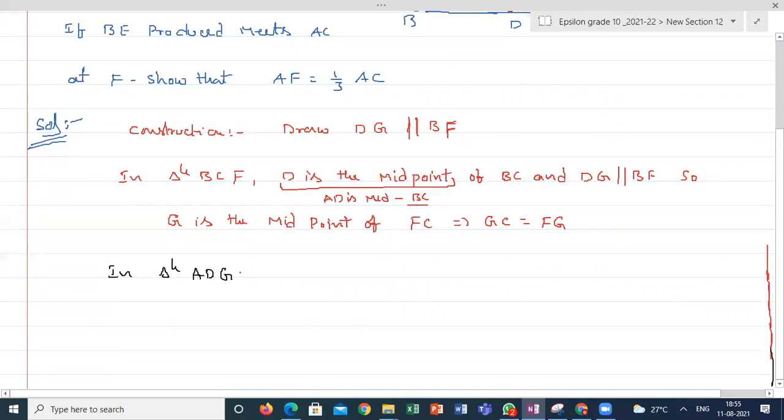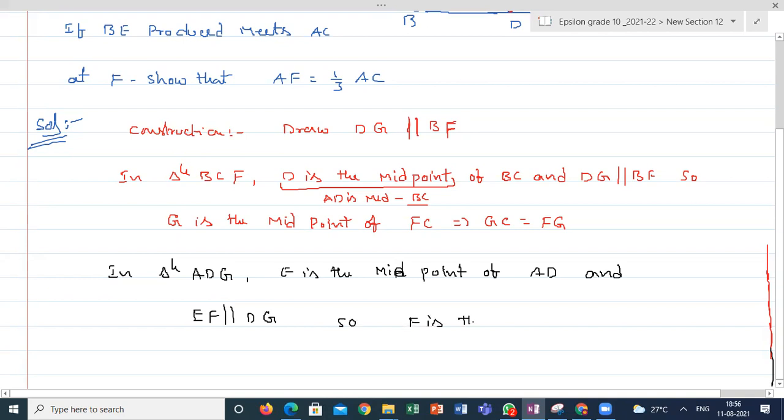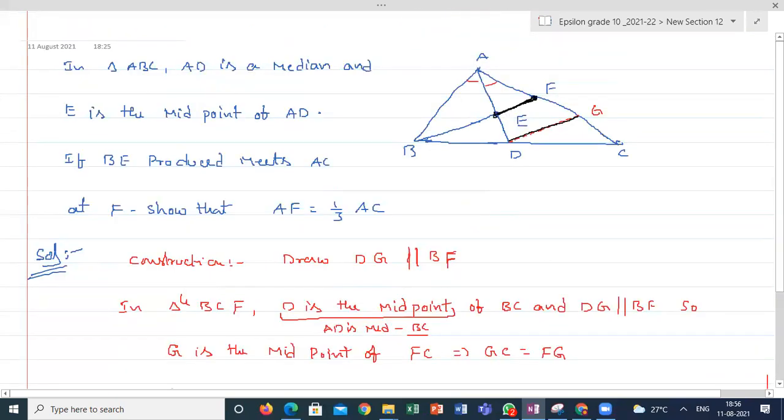construction, E is the midpoint of AD. From that given, E is the midpoint of AD, and EF is parallel to DC. So F is the midpoint of AC. So if I am taking E is a midpoint, F also will be the midpoint of AC.